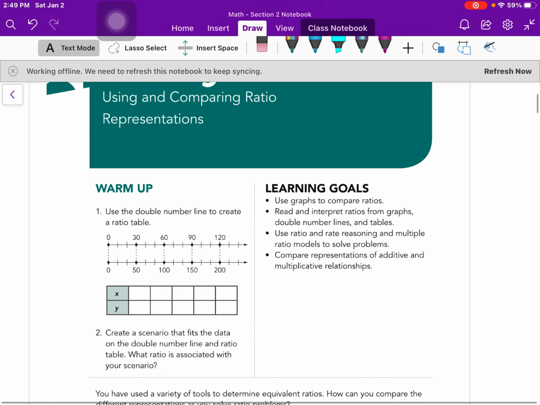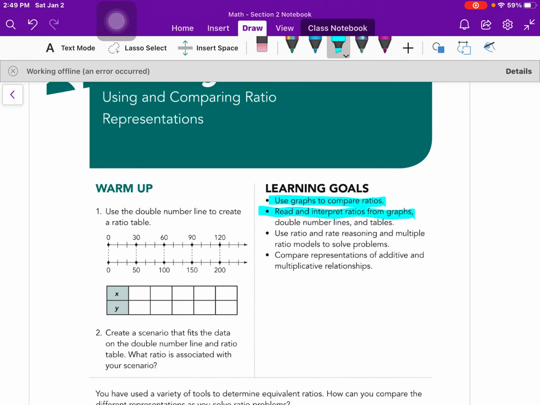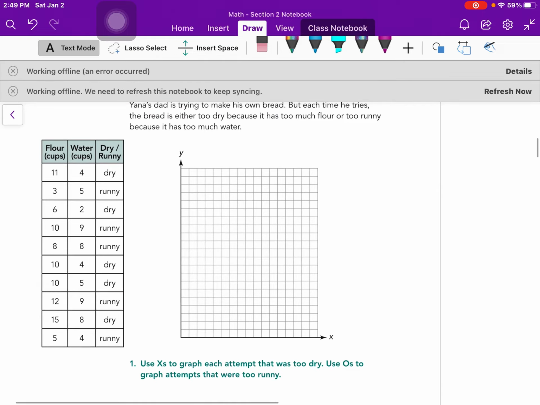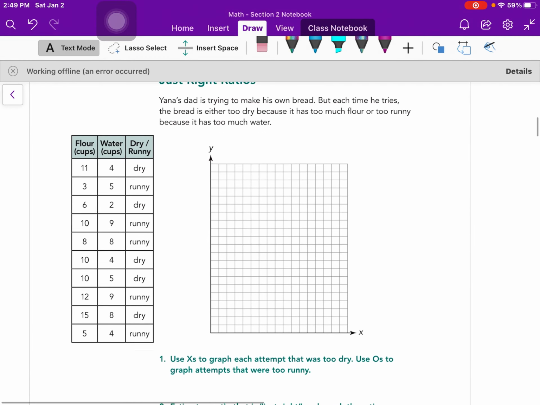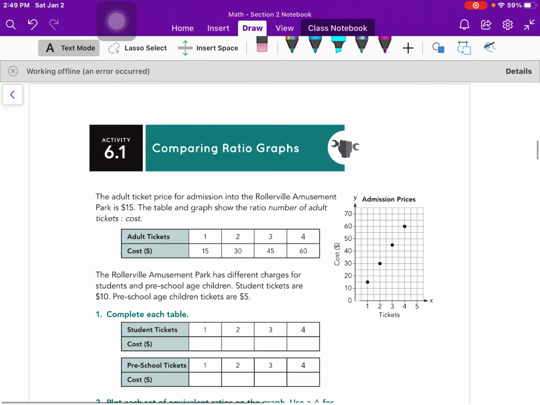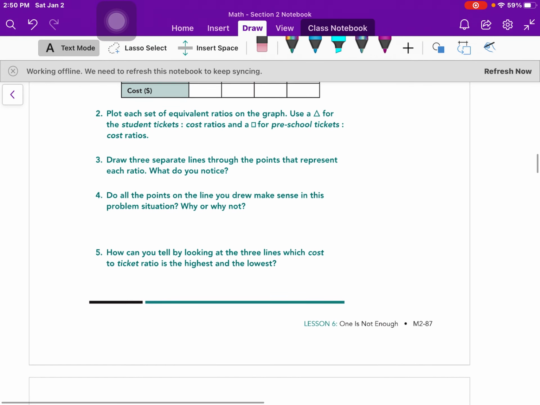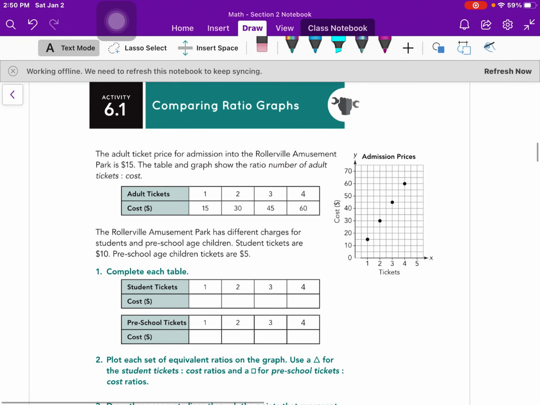1 is not enough. Learning goals. We are going to use graphs, which we learned in the last lesson, to compare ratios. And we're going to read and interpret graphs, double number lines, and tables to help us solve problems. Let's skip our getting started this time, and I want you to go to activity 6.1, comparing ratio graphs, M2-87.